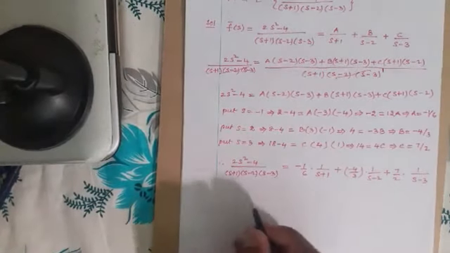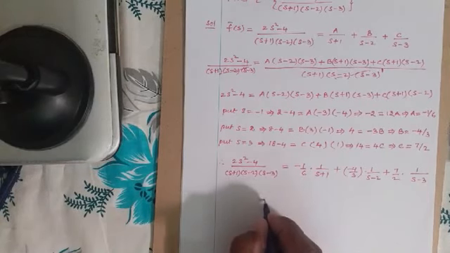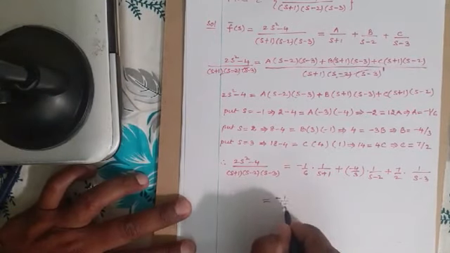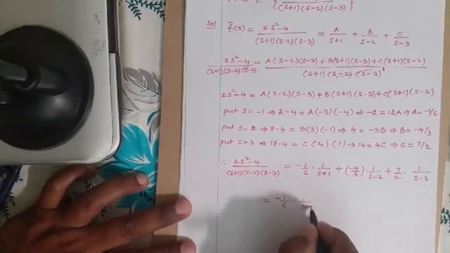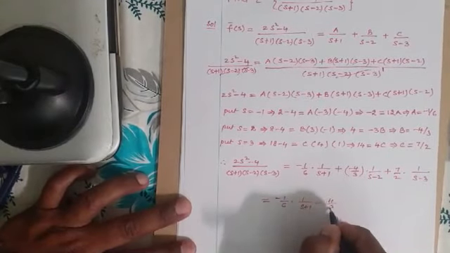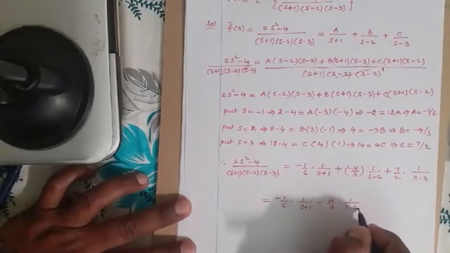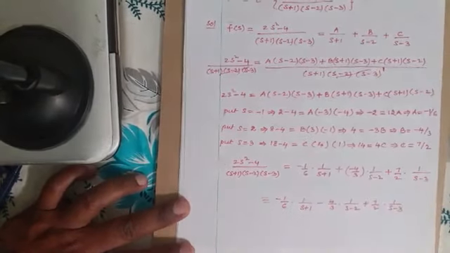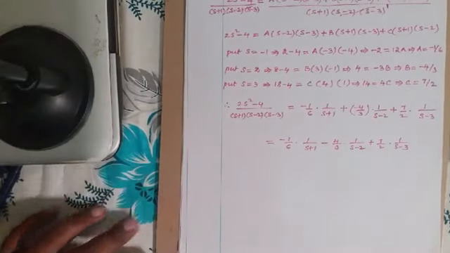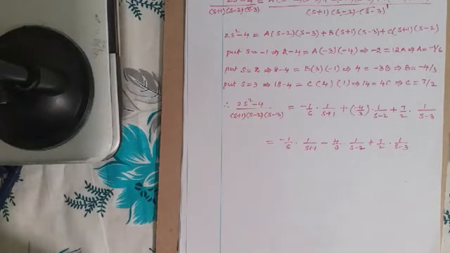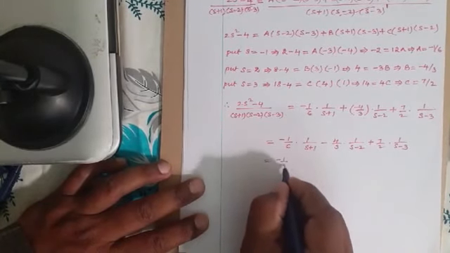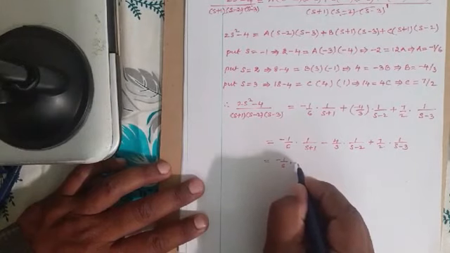So after writing that, this is equal to minus 1 by 6 into 1 by s plus 1 minus 4 by 3 into 1 upon s minus 2 plus 7 by 2 into 1 upon s minus 3. So after writing this, now we use the first shifting theorem of Laplace. Here you can write this as, this is equal to minus 1 by 6 into, I can write e power minus t.